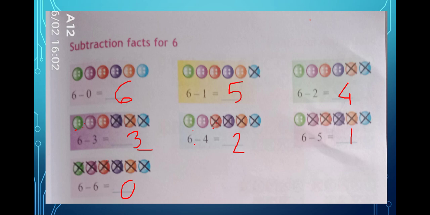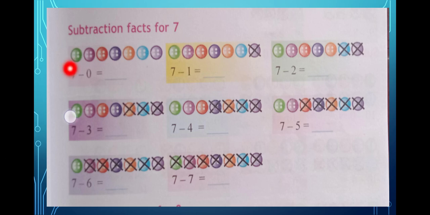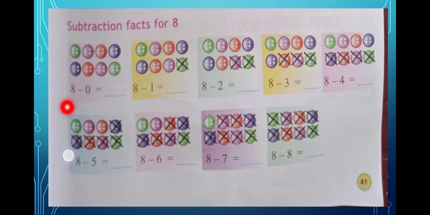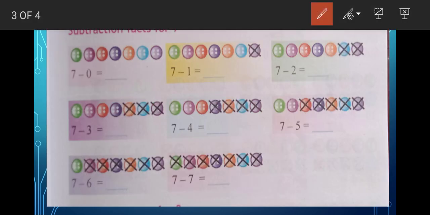Now in the same way, let us do subtraction fact of 7. When you do subtraction facts of 7, here the numbers will be all 7: 7 minus 0, 7 minus 1, 7 minus 2, it will go on like that. When you do subtraction fact of 8, you are getting 8 minus 0, 8 minus 1, 8 minus 2, up to 8 minus 7. When you do subtraction fact of 9, you will start from 9, and when you do subtraction fact of 10, you will start from 10. Alright children? Now let us write it.